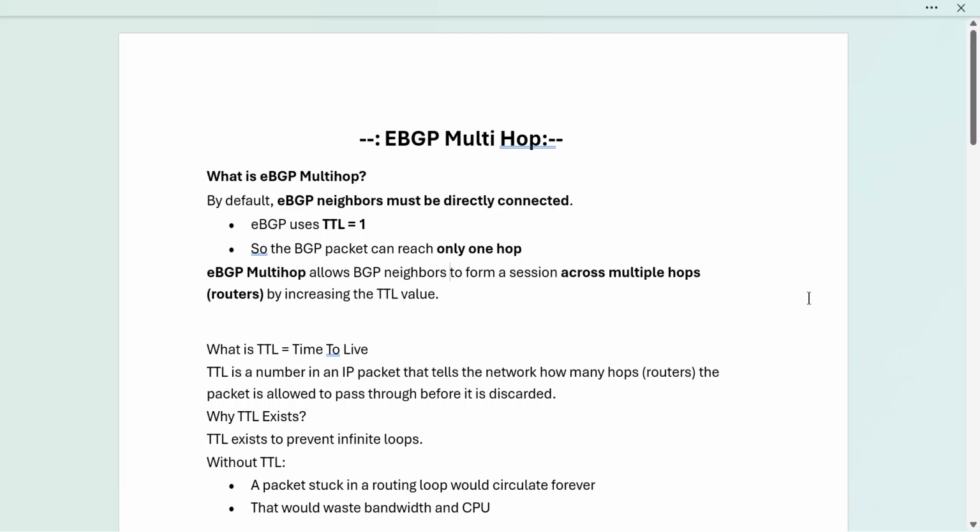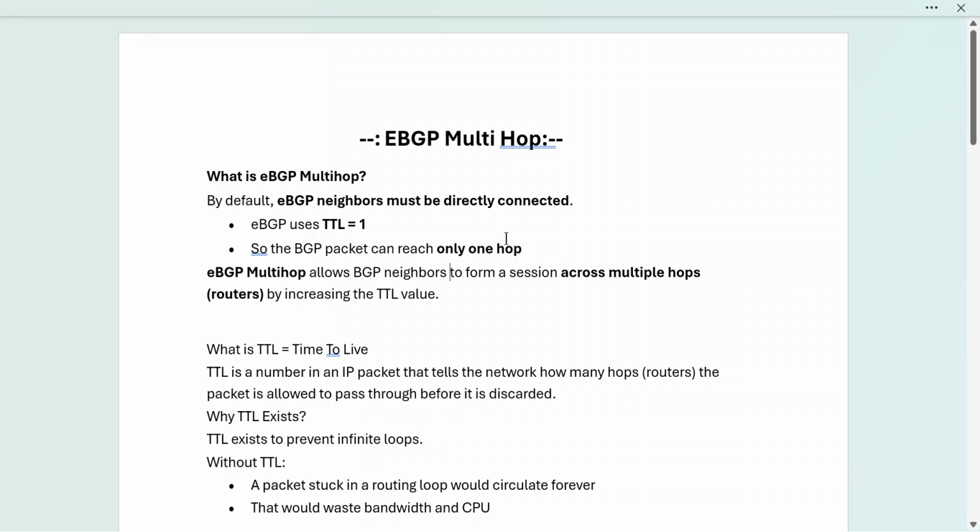Today I'm going to talk about EBGP Multi Hop. This is very important, very crucial for the interview. If you're preparing for the interview for the network engineer role, you must know what EBGP Multi Hop is. So let's talk more. By default, an EBGP neighbor must be directly connected.